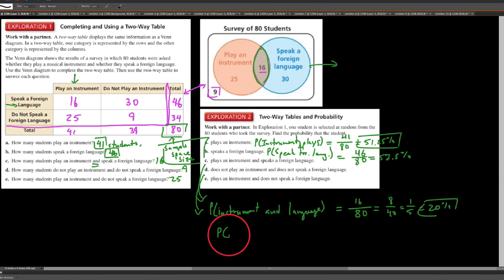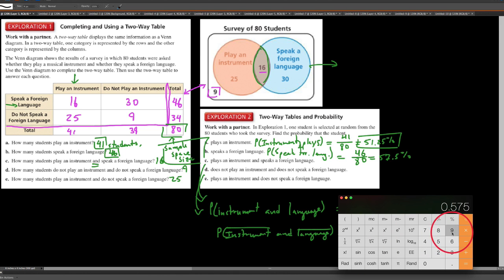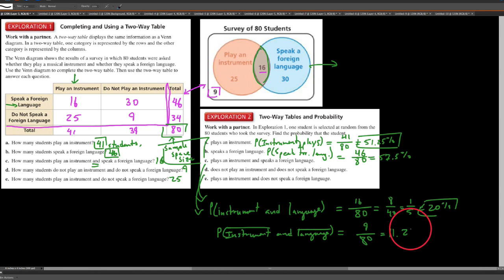So these last two, let's go ahead and see what we get. Probability of not an instrument and not a language, or the complement to language, or anything but a language here. We would say, well, how many people do not play an instrument and do not speak a foreign language? We had 9 of those people right there. So 9/80, and we'd say 9 divided by 80. So we get exactly 11.25%.